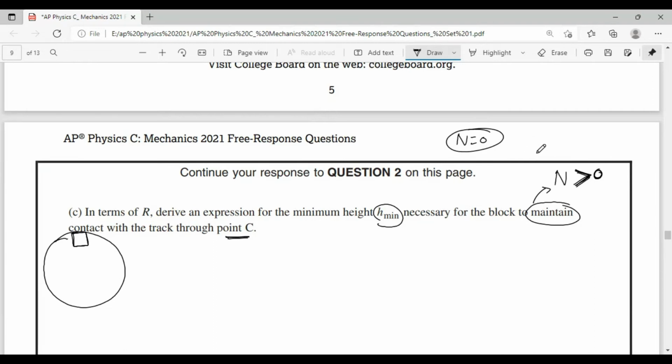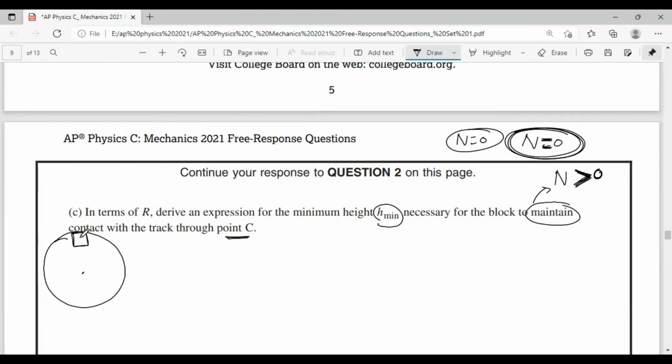For calculation purposes, we will take the normal force equal to zero. The critical case is equal to zero, right? We need the normal force to be greater than zero. To calculate h minimum, we have taken this critical value, that is N equal to zero. Then we will decide whether the height should be greater than this or less than this.